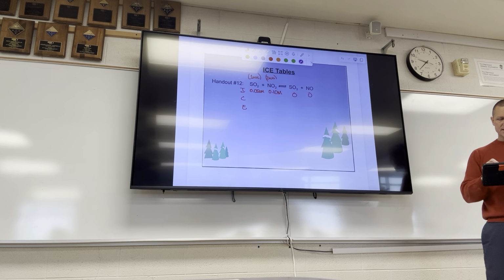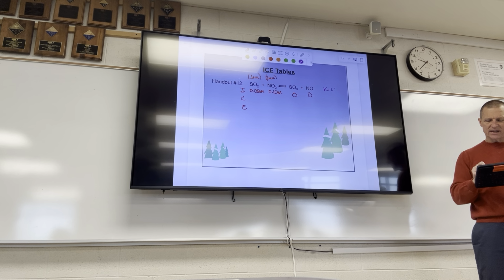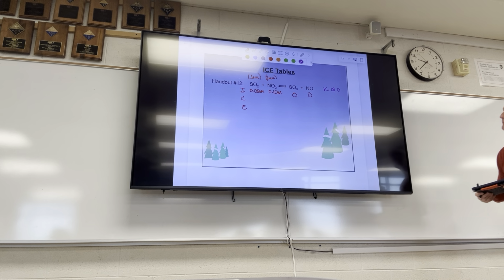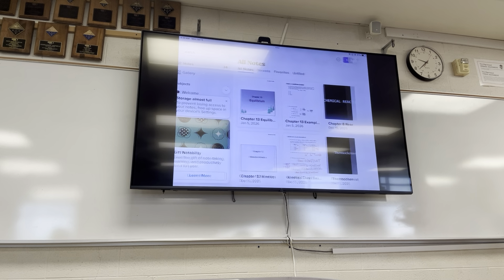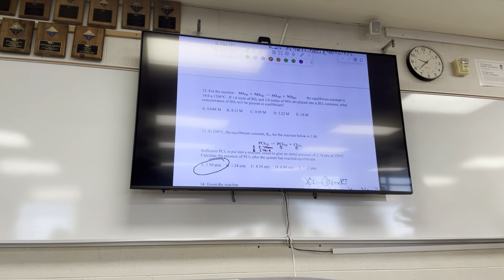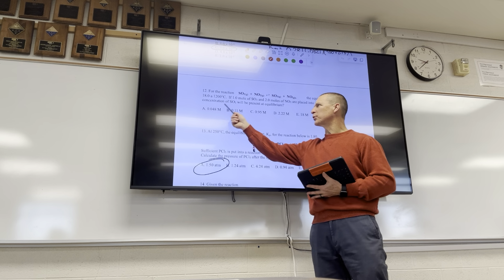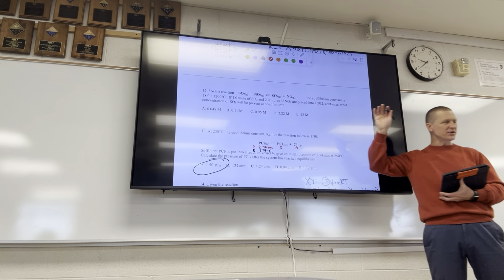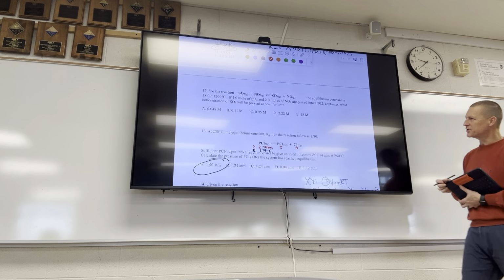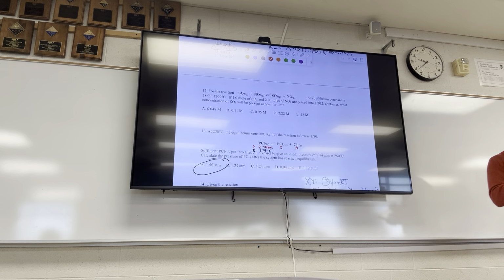And it also did tell us that the K value of this reaction is 18.0. So the question was, what is the SO3 concentration? Yes, it does say what concentration of SO3. So we definitely don't want to use pressures here. We want to use the concentrations of everything. That's what we're going to ask for the SO3.